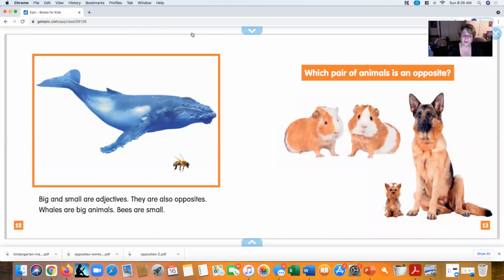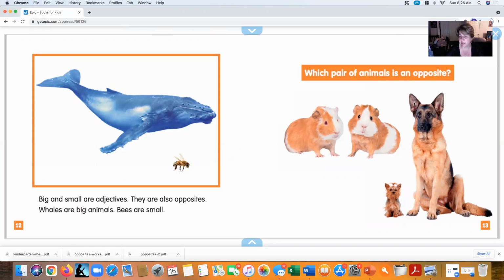Big and small are also ways to describe things. They're called adjectives when you describe something. They are also opposites. Whales are big animals, but the bee is a small animal. Which pair or set of animals is an opposite?